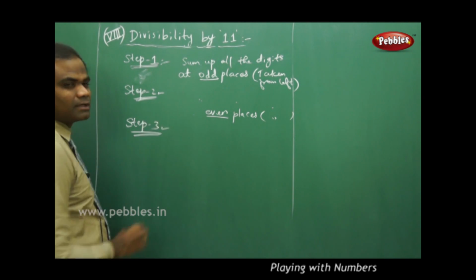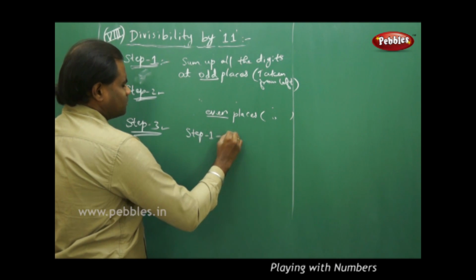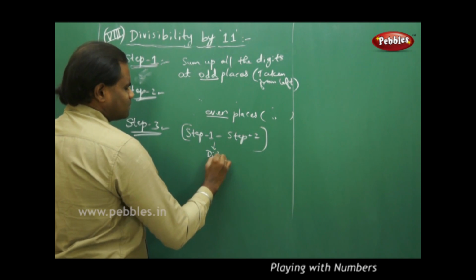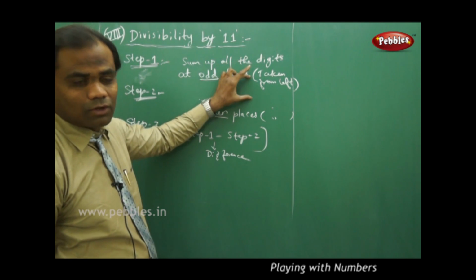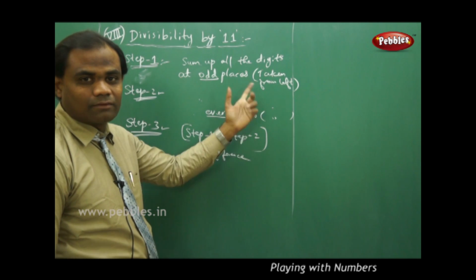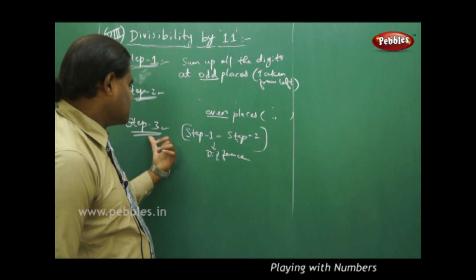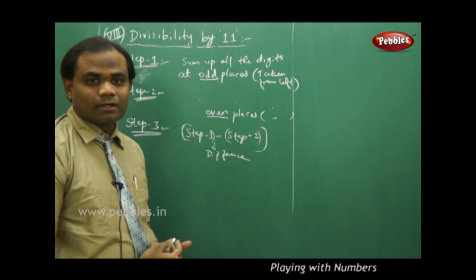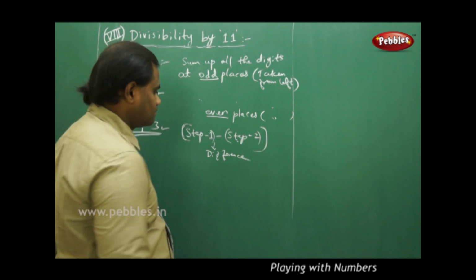Now my step 3 includes step 1 minus step 2. I do the difference. So whatever value I obtain in the summing up of all the digits of the odd places and whatever value I get when I sum up all the digits of the even places, taken from left in both the cases, the value which I get on difference will be with the step 3. So I do the difference of the value as obtained in step 1 and the value as obtained in step 2. So this minus this is the difference, what we call.